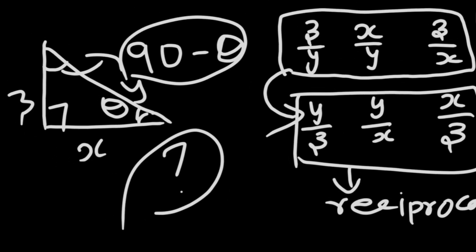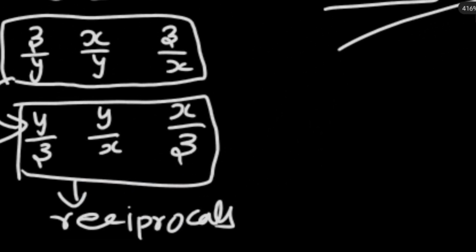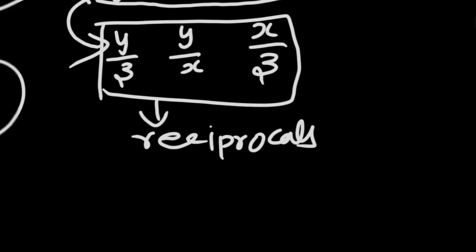They named these ratios with respect to the two remaining angles in the right angle triangle, other than 90 degrees. So let's see how they named them. Yeah, I'll draw another triangle here.